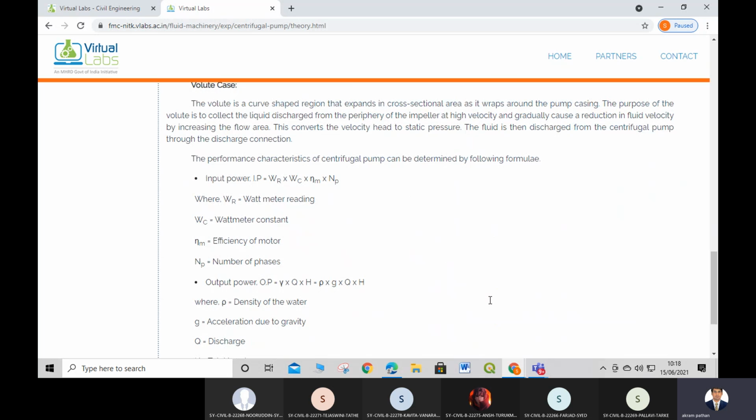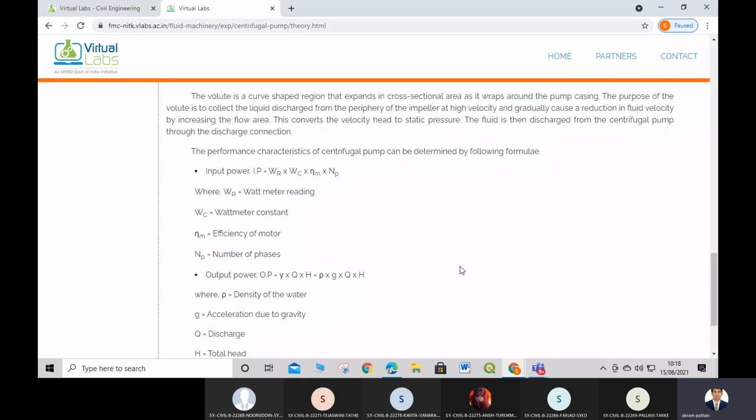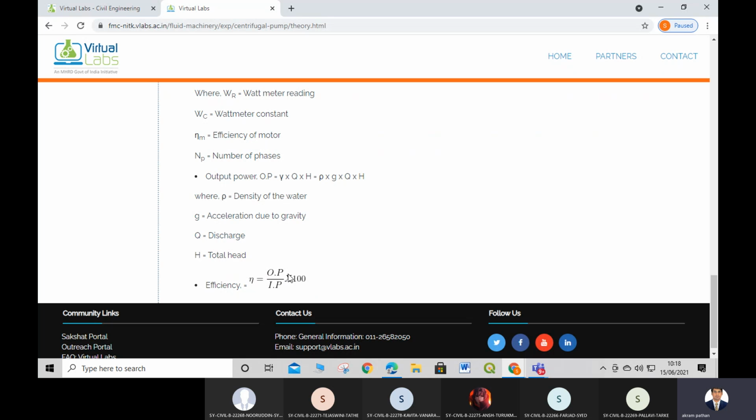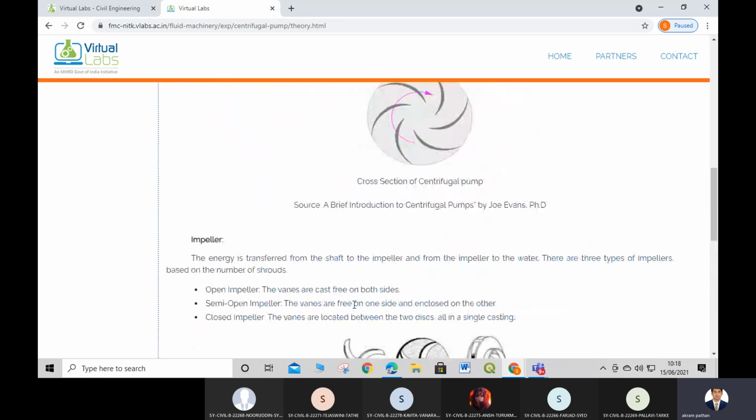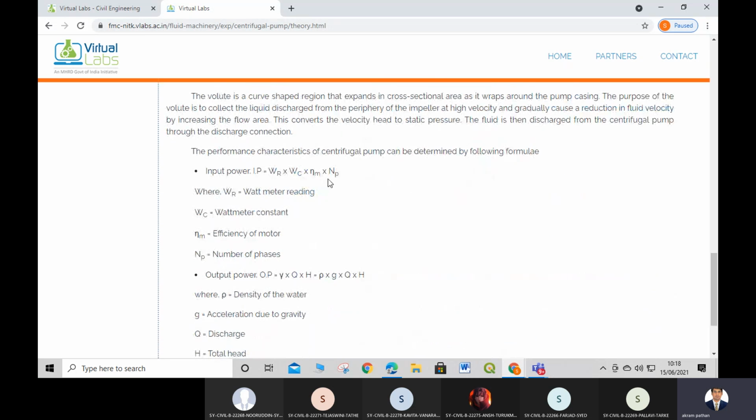Now we have to find out the efficiency. So how will you find out the efficiency? Eta, the efficiency, is equal to output power divided by input power, into 100. So we have to find out the input power and output power, and then determine the efficiency. How will you determine the efficiency? We have these two formulae, okay.